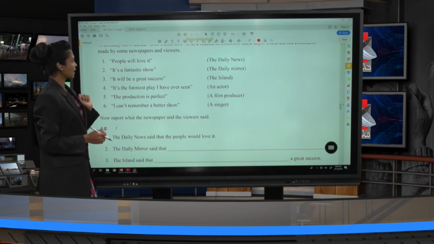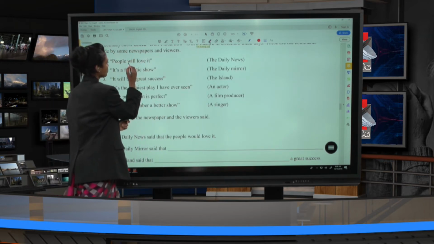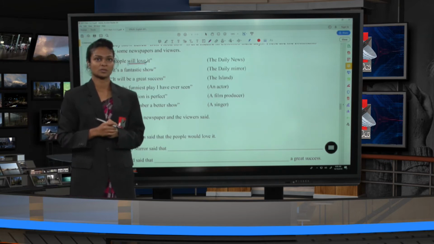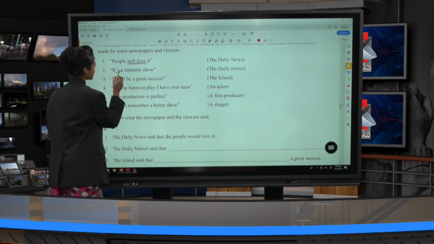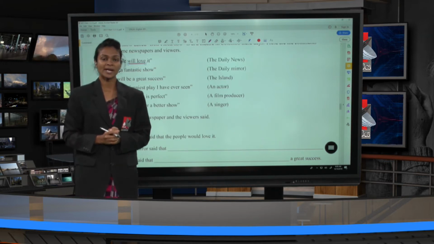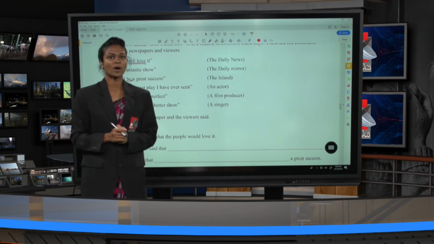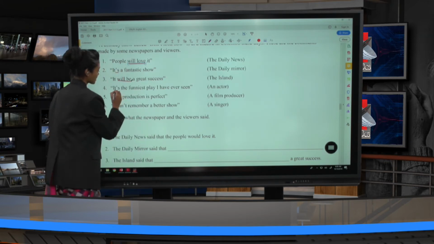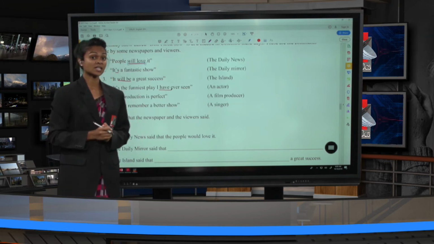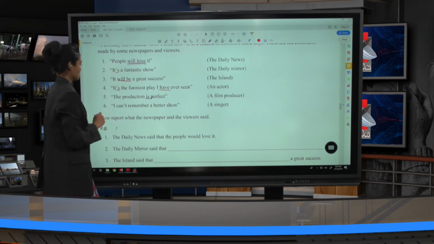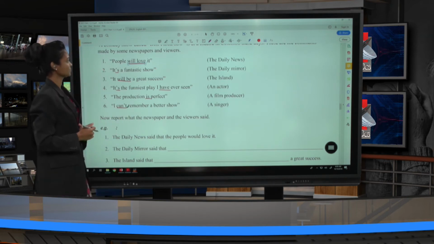Here. First what you have to do is you have to find out the verb like this. People will love it. Will love. Second, it's a fantastic show. Here, it's. Third, it will be a great success. Then, will be. Fourth, it's the funniest play I've ever seen. Then, it's. I have. Fifth, the production is perfect. Sixth, I can't remember a better show. Can't. Right.